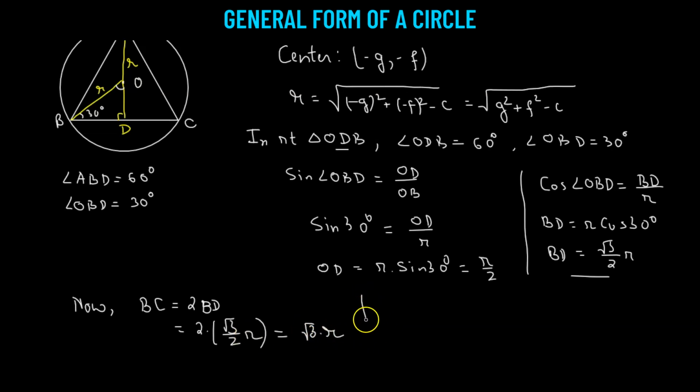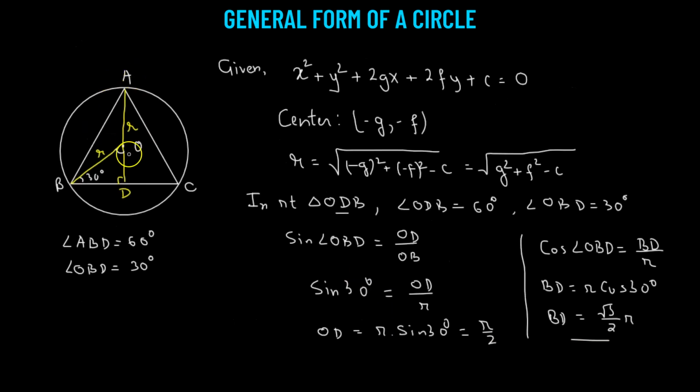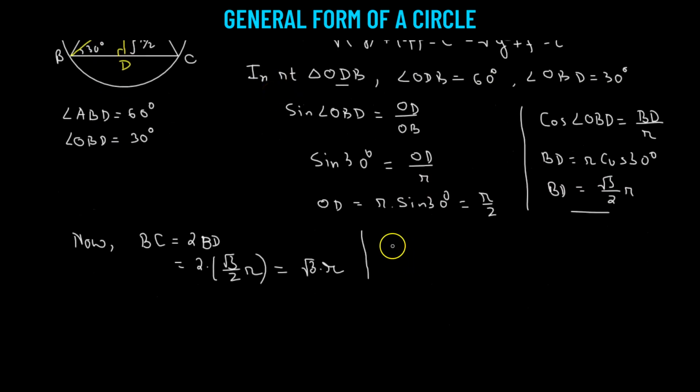Fine. Now let's go to the altitude. The altitude is nothing but the length AD. Here we have obtained that OD is r over 2. And OA, which is nothing but the radius of the circle, is r. So we have the full length AD, which will be the sum of AO plus OD. So AO is r and OD is r over 2. So we get 3r over 2. Now we have the base and we have the altitude.